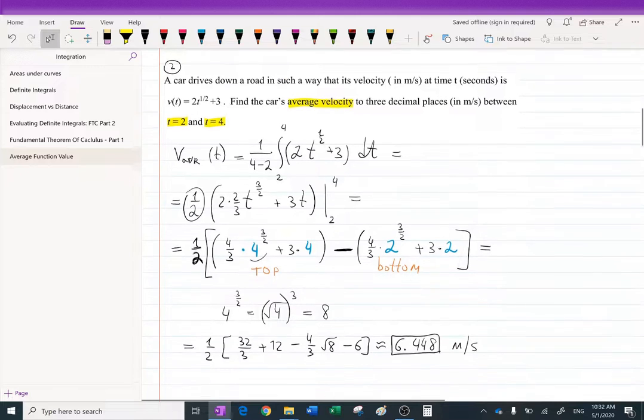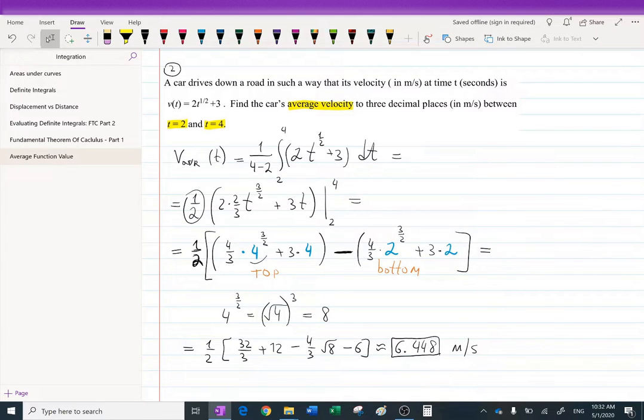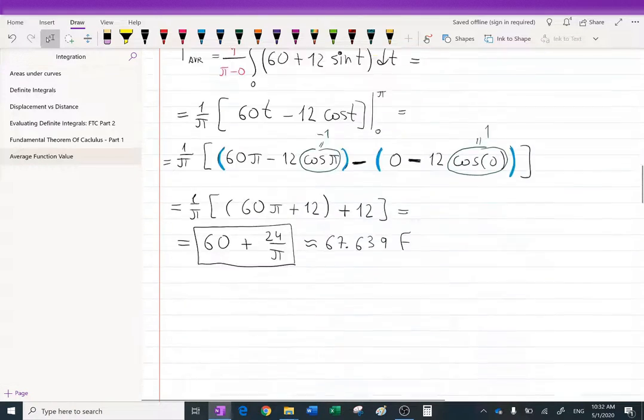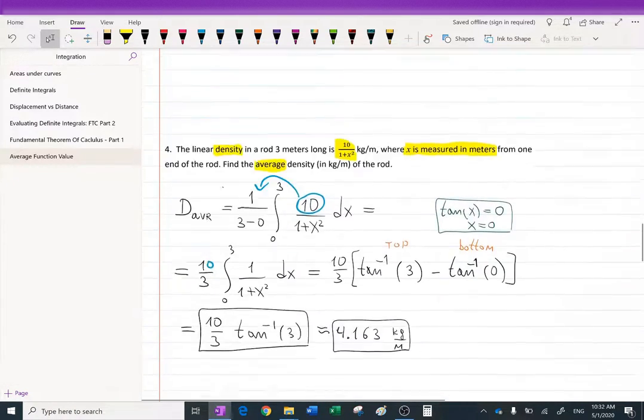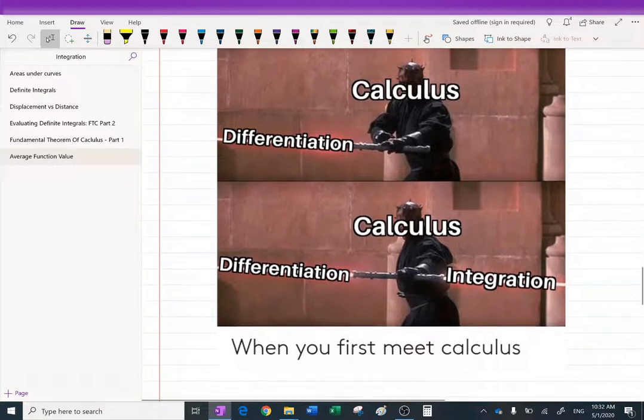Here they are, different examples, different applications, how to find average velocity with the given velocity. Then you just integrate from whatever we ask you, from 2 to 4, and then divide by the length of the interval. 4 minus 2, that's 2. And that was the last topic, unless in your class you cover more.